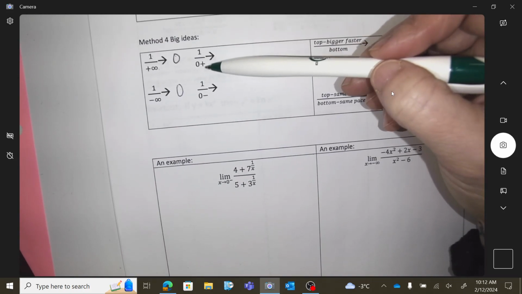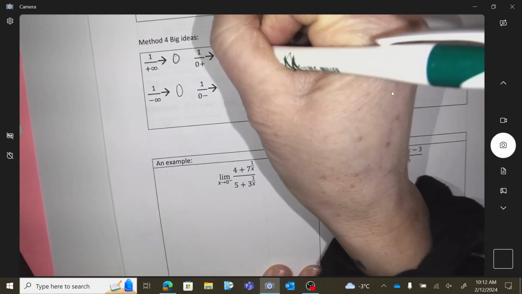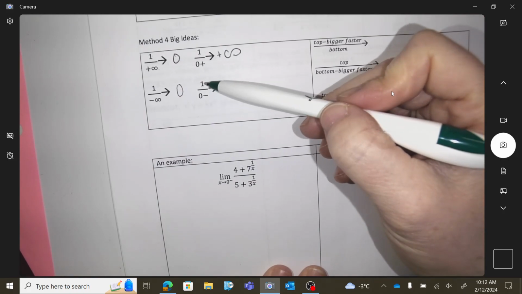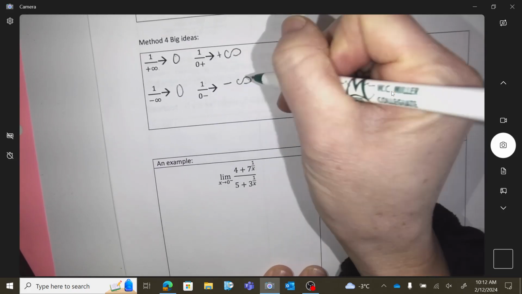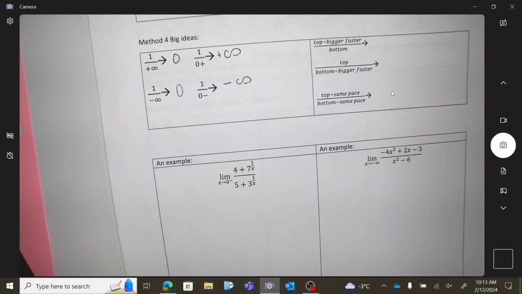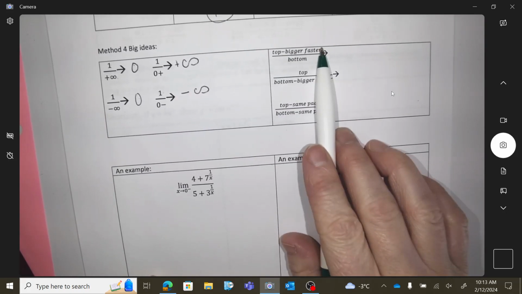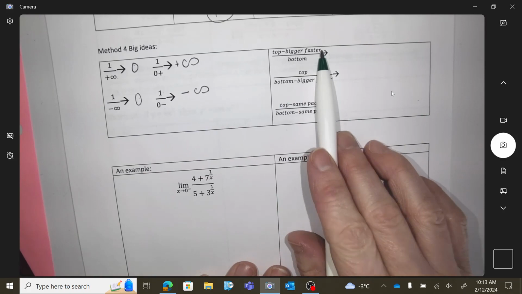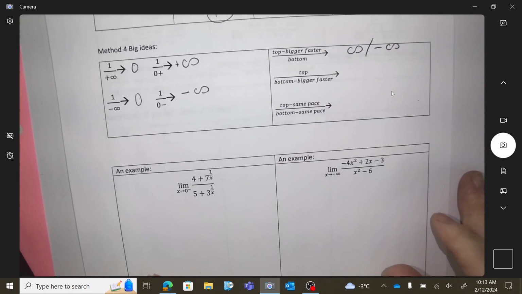1 over a really small positive number makes big positive. 1 over a really small negative number makes big negative, right? Big and small, always interchanging. Sometimes you have to talk about what's going on. So if the top is bigger, what happens? Then you are going to one of the infinities, depending on whether positive numbers or negative numbers are dividing, whatever's going on.